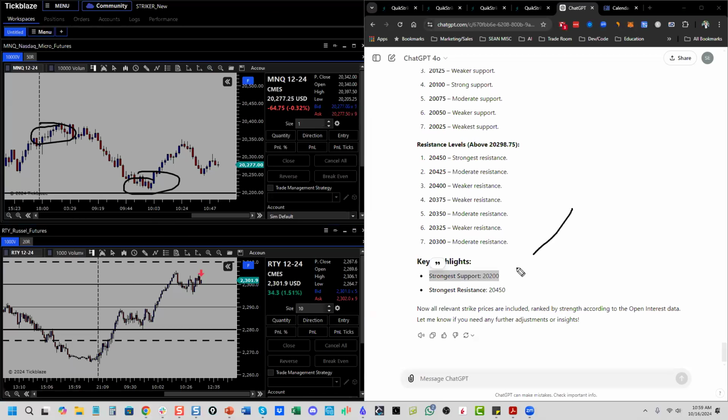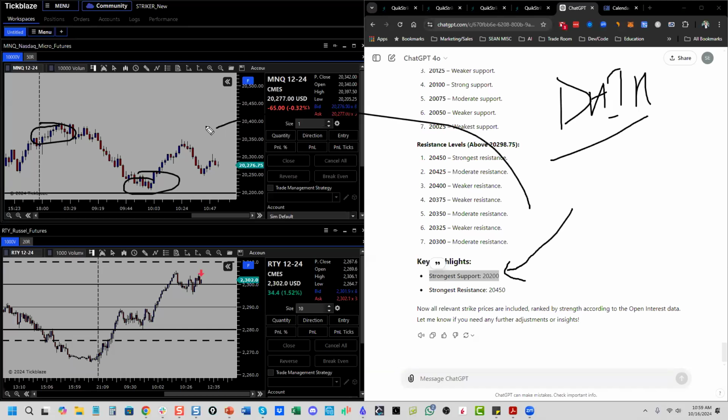Strongest support. I didn't tell you that. ChatGPT told you that. I didn't sit there and tell you, believe me. I said, here's the data. What does it mean? And let's use it objectively so that we can be better traders.